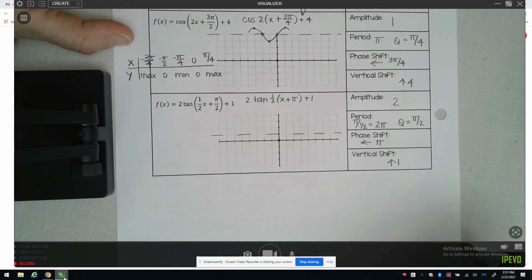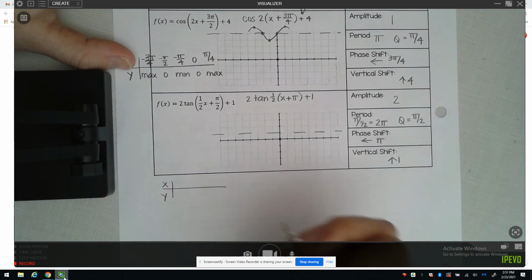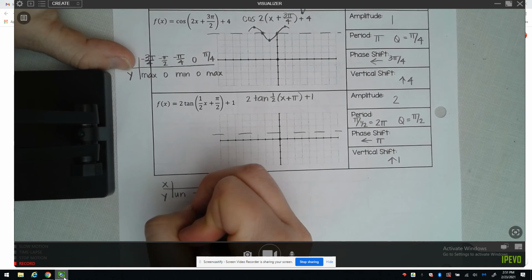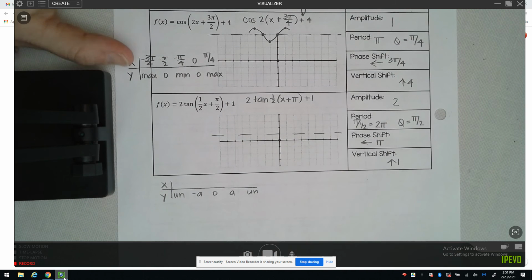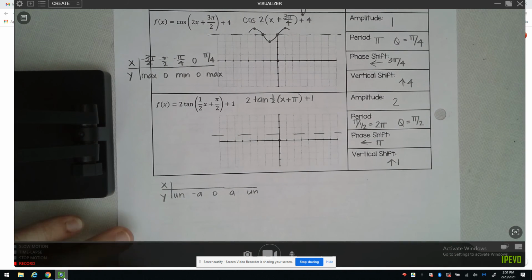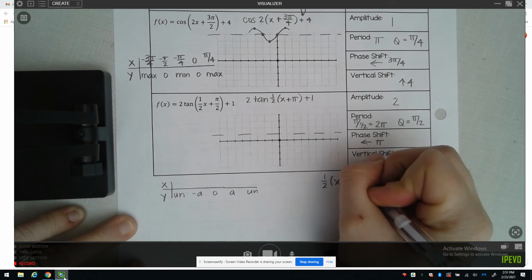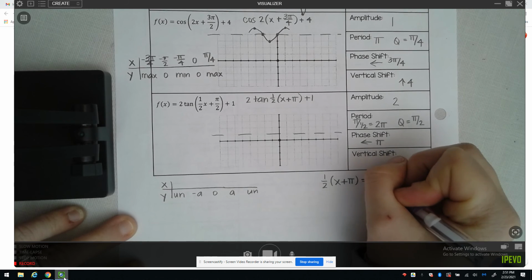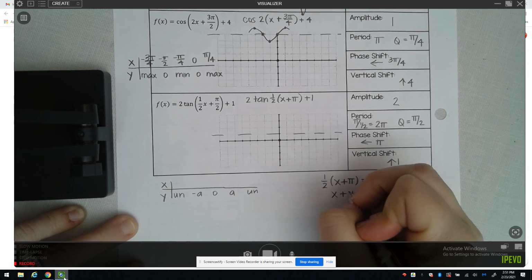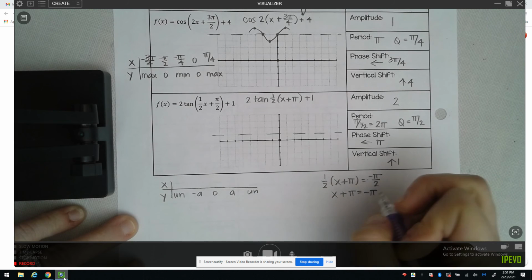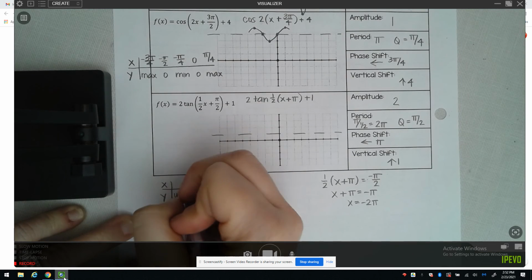Okay. So undefined, negative a, 0, a, undefined. All right, but I need to figure out where I'm going to go. So 1/2 x plus pi equals negative pi over 2. So I'm going to multiply by 2 on both sides. And I'm going to subtract pi. So it means I'm going to start at negative 2 pi.